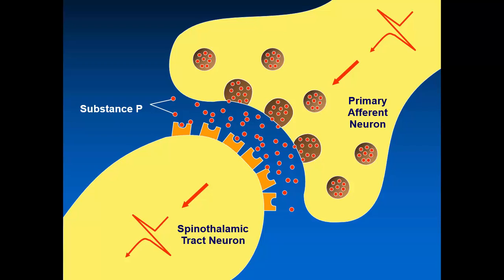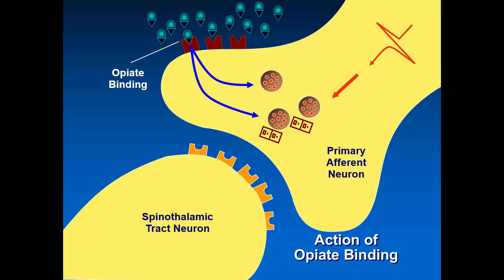And what happens is the signal from the primary afferent neuron results in the release of packets of neurotransmitters, including substance P. These will synapse on the spinothalamic tract neuron and continue to send the signal up the spinal cord. This is where opioids act, and they often act on the mu receptor, thereby blocking the release of these packets such as substance P, and will inhibit the pain transmission to the spinothalamic neuron.